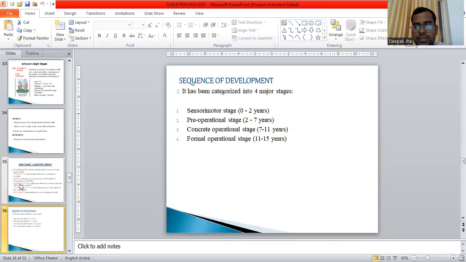Second is the pre-operational stage. It lasts from 2 to 7 years of age. Third is the concrete operational stage. It lasts from 7 to 11 years. And lastly is the formal operational stage. Now these four stages, the names of these stages basically denote what will happen in the stage.